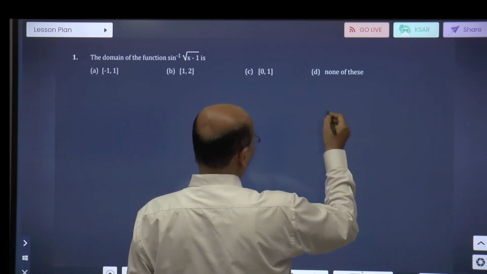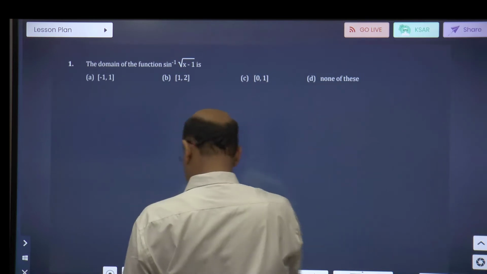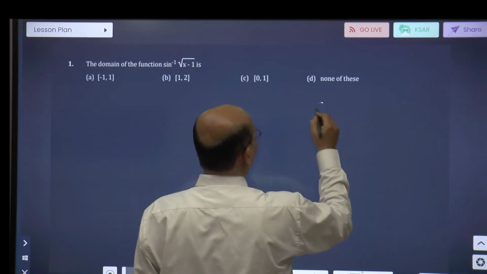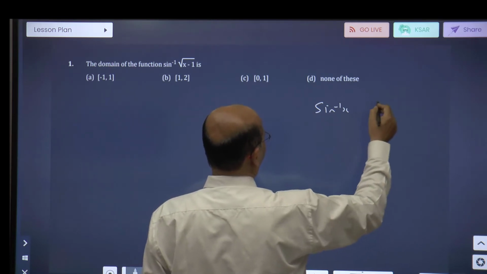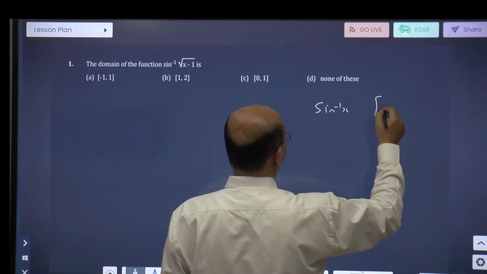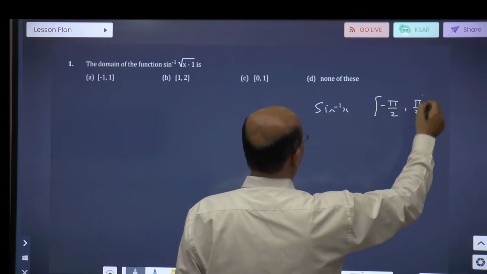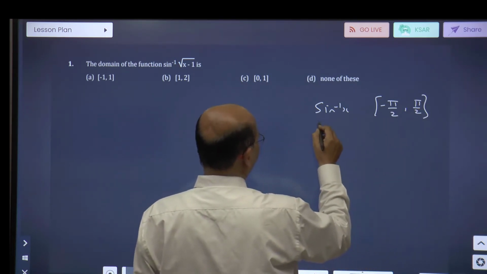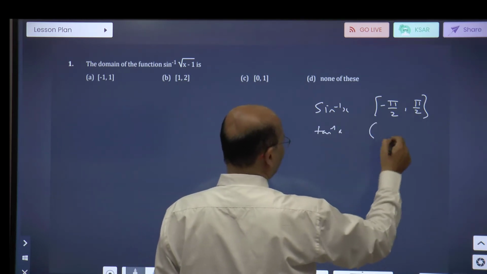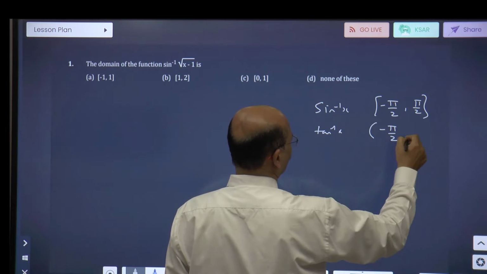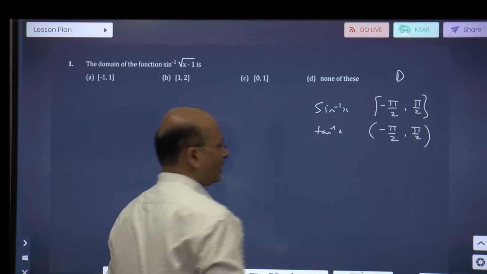So I know that sine inverse x, the domain is nothing but minus pi by 2 to pi by 2, right? Then tan inverse x is the open interval minus pi by 2 to pi by 2. I am talking about the domain. Okay, keep that in mind.